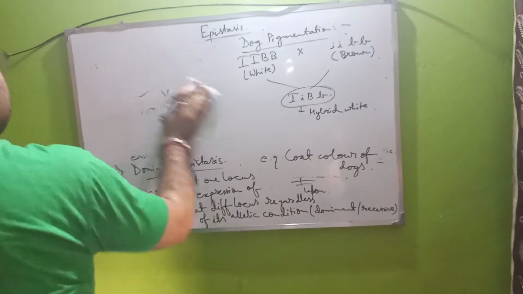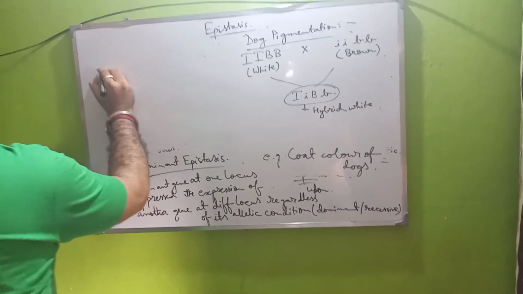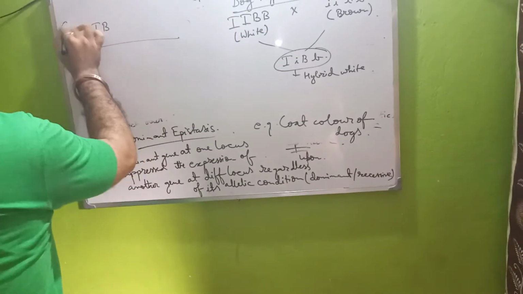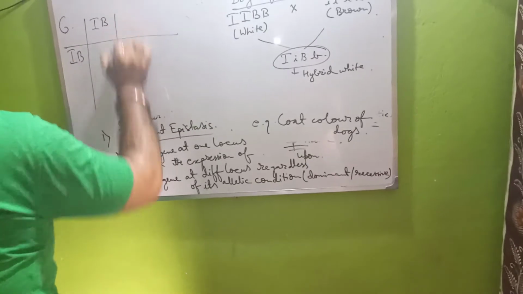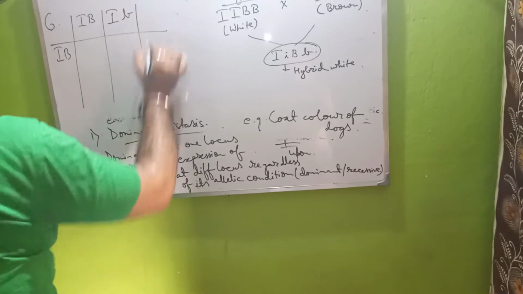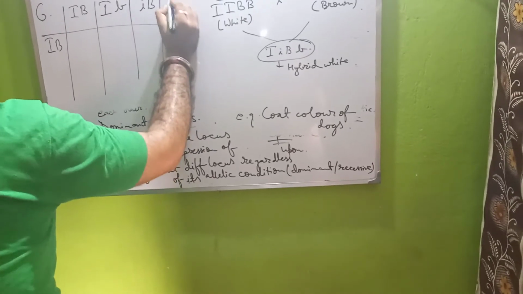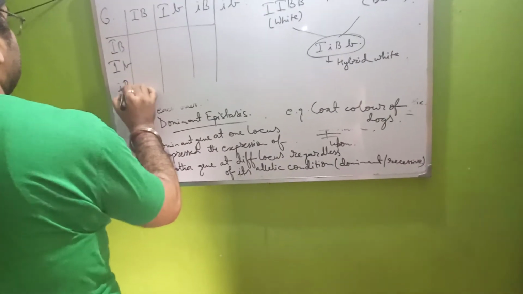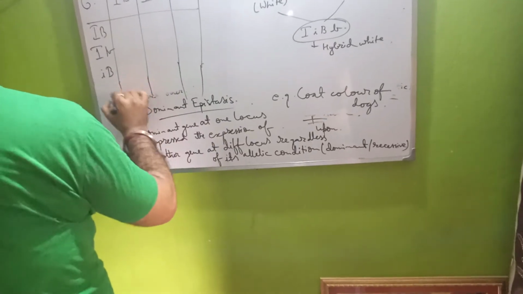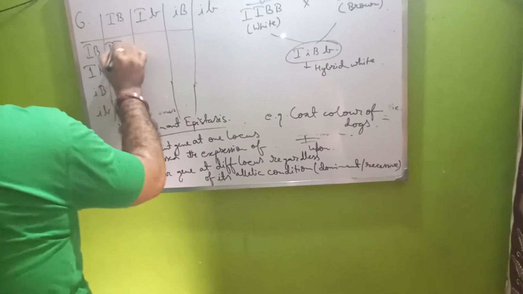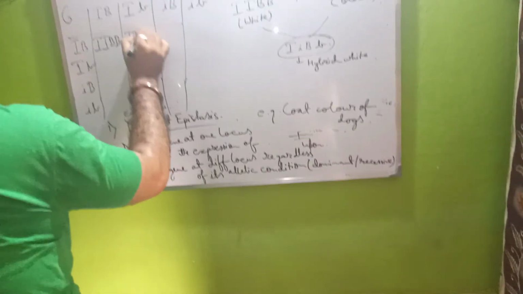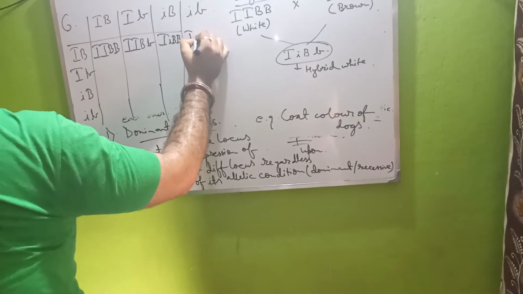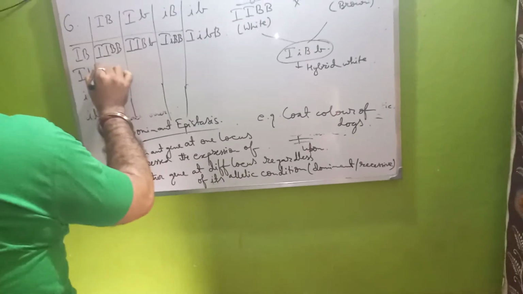So what we will be seeing over here is the dihybrid cross, that is, the gametes: capital I capital I capital B capital B, capital I capital I capital B small b, capital I small i capital B capital B, capital I small i small b capital B. Same thing is over here.